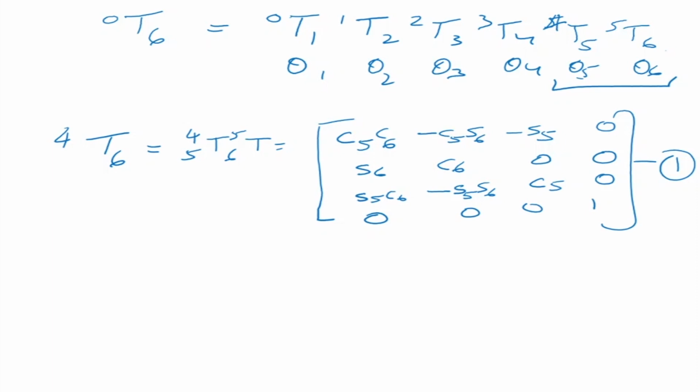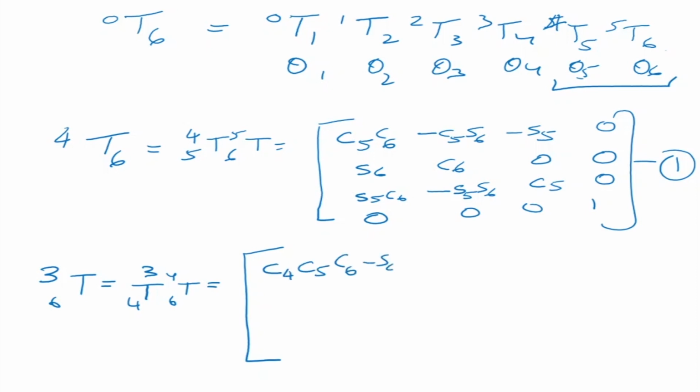Now, then what we do is we do T3 to 6. T3 to 6 means equal to T3 to 4 multiplied by T4 to 6, which we just got. Now if I multiply this, then what do we get? What we get is C4, C5 and C6 minus S4 and S6. The second term is S5 and C6, then it is minus S4, C5 and C6 is the first column.